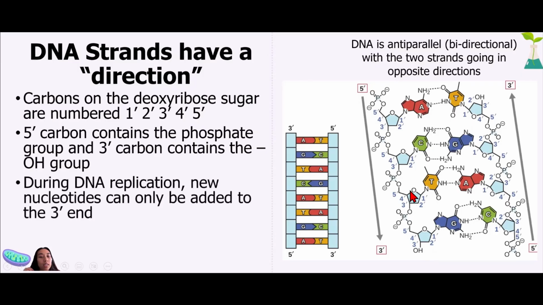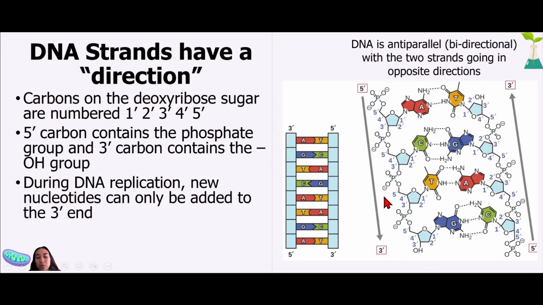And so during DNA replication, it's really important for us to keep track of the direction because nucleotides can only be added to the 3' end. So I like to think of it as the 5' end is like the back end, and the 3' end is the front end. And we can only add new nucleotides to that OH group on the 3' end. We can't add nucleotides to the 5' end.